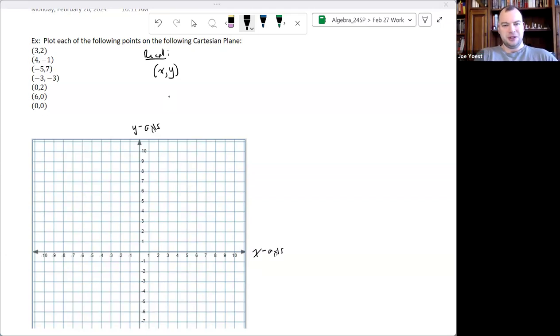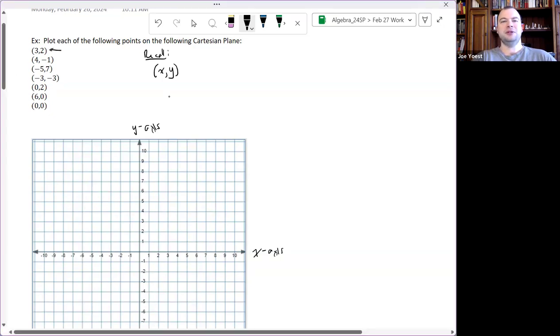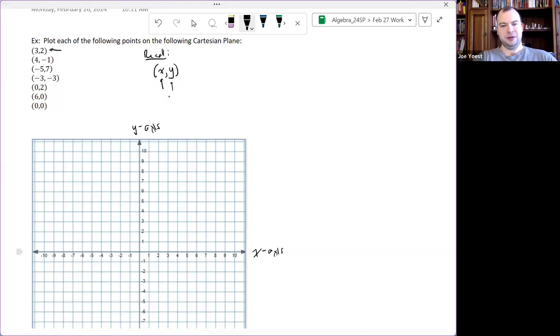Okay, it's about 3 minutes, so let's work through this. I'll go a little more quickly than I did last time. 3 comma 2, we know this is related to x equals 3, y equals 2. Going to 3 on the x-axis, 2 on the y-axis. That point's 3 comma 2. 4 comma negative 1. So I want location 4 on the x-axis, negative 1, so 1 down on the y-axis. There's 4 comma negative 1.